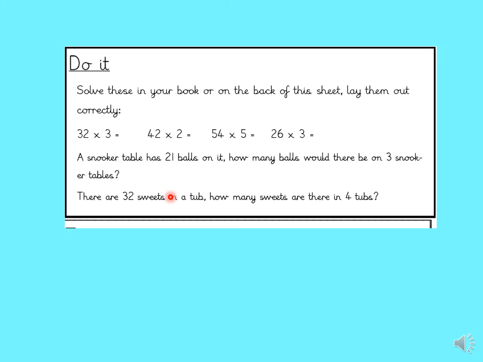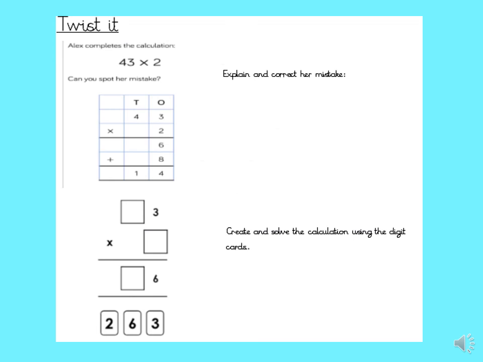Again, we are still using the column method for multiplication today, so you will need to use that method for these 2 questions. So a snooker table has 21 balls on it. How many balls would there be on 3 snooker tables? So think about what you need to do with those numbers.